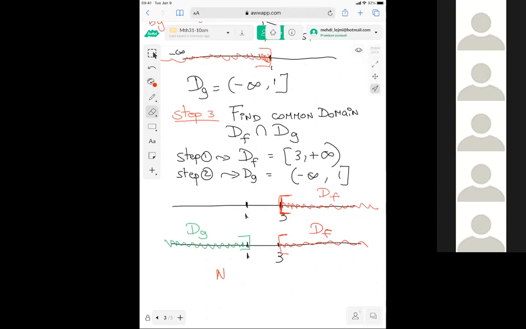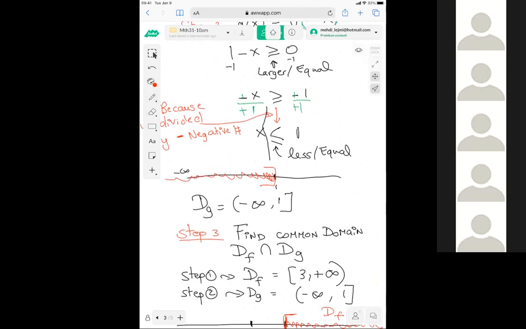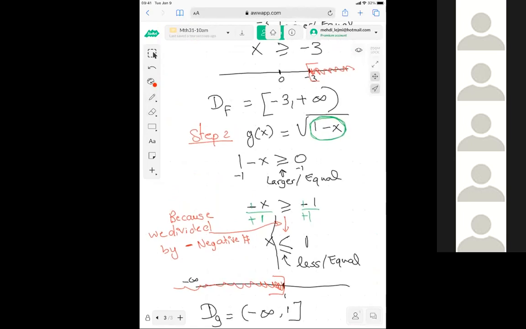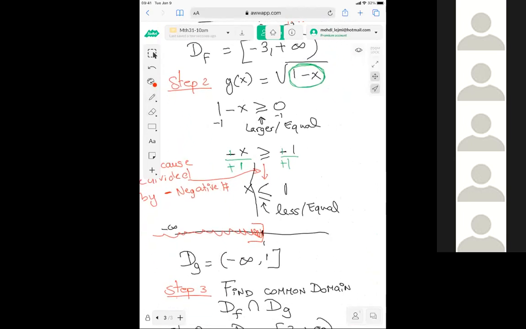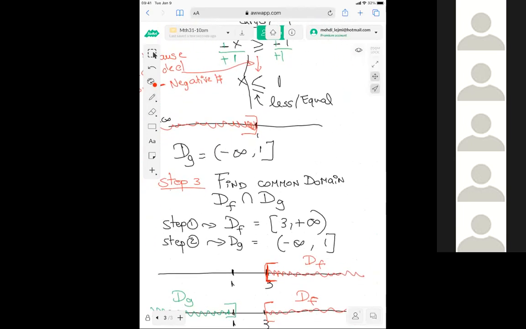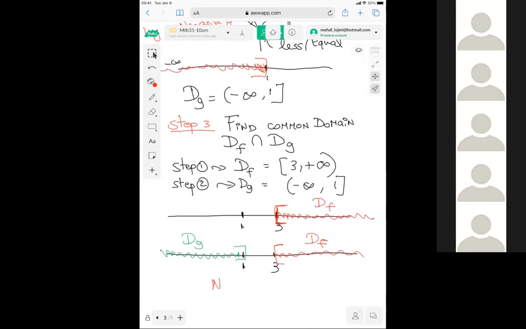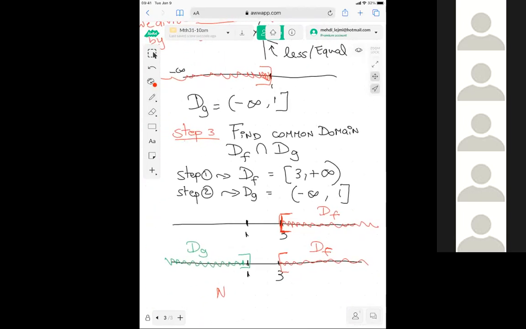Professor, sorry to interrupt you. I think in the first step, the domain of F is negative three to plus infinity, right? Oh, it's negative three, sorry. Yes, you're right, thank you. I wrote positive, thank you. So it's negative three here. It's even better this way.